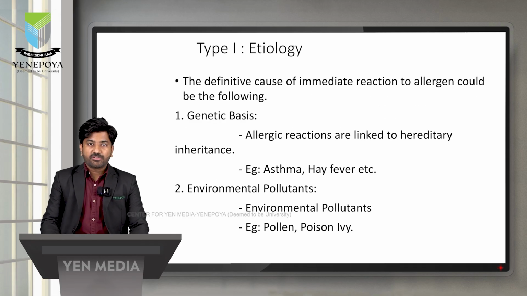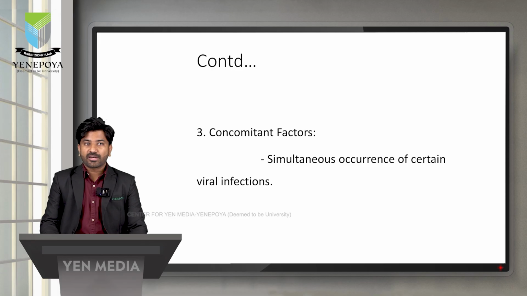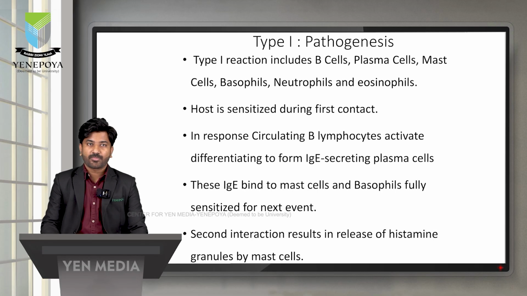Etiology of type 1 hypersensitivity reaction, the immediate reaction following an allergen sensitization could be: number 1, based on genetic basis, the allergic reactions may be linked to the hereditary inheritance like asthma or hay fever, whereas second, environmental pollutants such as the pollen or poison ivy can also cause type 1 hypersensitivity reaction. The third common factor is a concomitant factor, which is nothing but the simultaneous occurrence of viral infections could sometimes lead to type 1 hypersensitivity reaction.